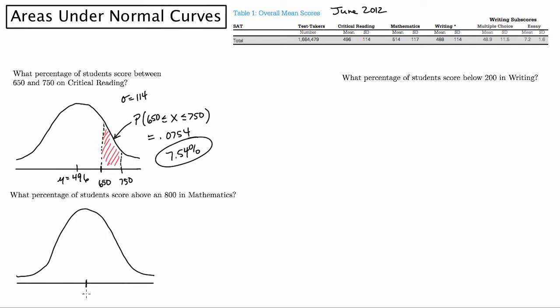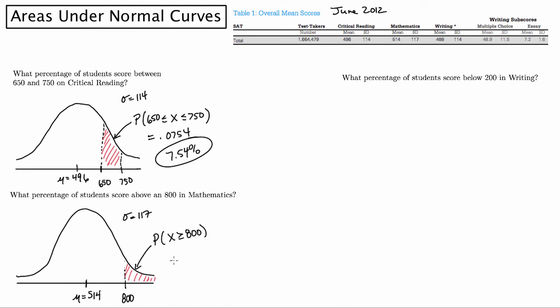And the center or the mean of that curve, we're looking at mathematics now, has a mean of 514, a standard deviation of 117, and I'm looking for those students that scored above an 800. So what I'm after is the area in red given by the tail of the distribution, corresponding to the question: what is the probability someone randomly selected scores greater than or equal to 800 on the math portion. Now I'm trying to find the percentage of area under that curve, and this would be a little bit difficult.